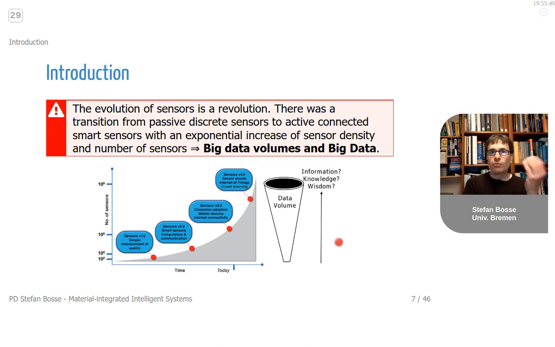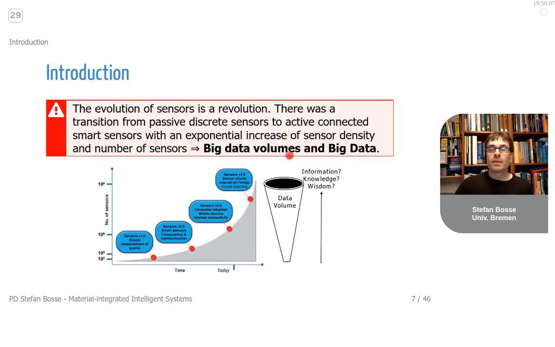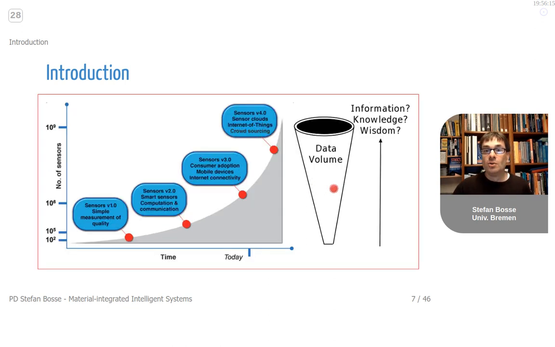There was this transition from passive, discrete sensors to active, connected, smart sensors with an exponential increase of sensor density and number of sensors. This is shown here, from the beginning to sensors 4.0, sensor clouds, Internet of Things, connected, crowdsourcing, and so on. But this creates big data volumes. So this is inherently a consequence. But do we get information, knowledge, wisdom from these big data volumes? This is the question.